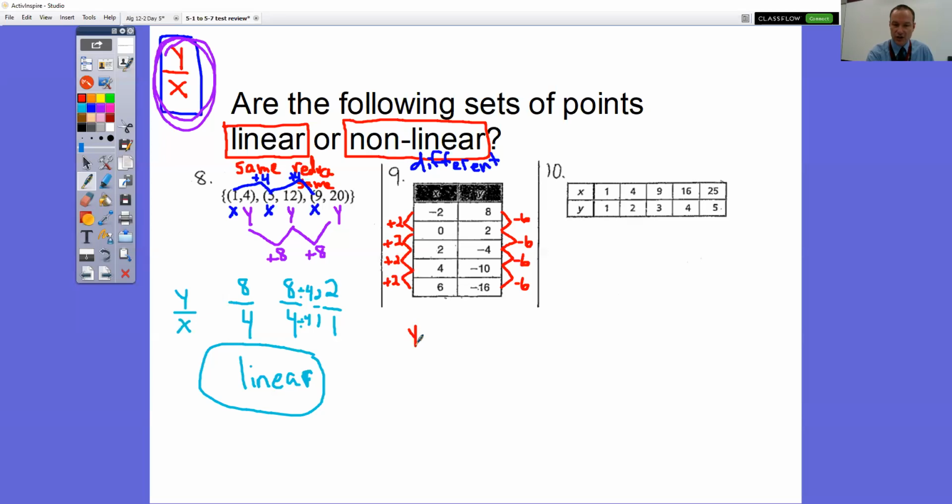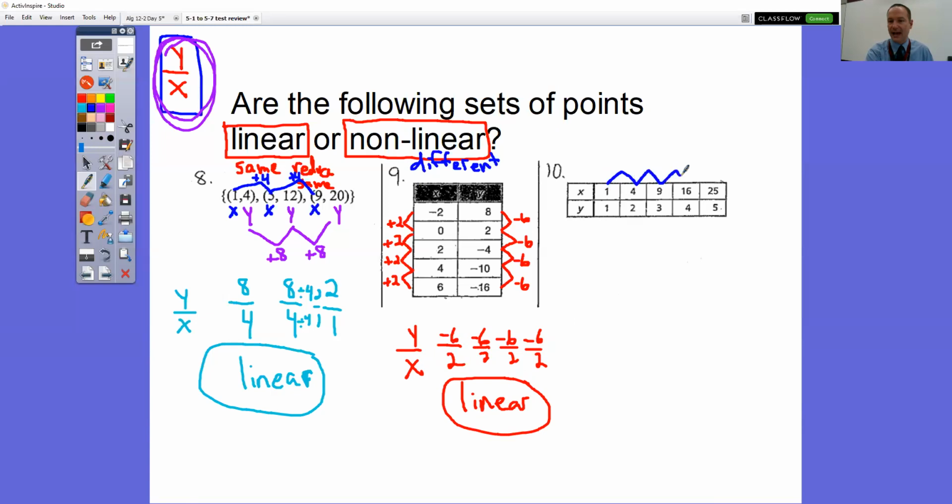You want to do your change in y over your change in x. So we have -6 over 2, -6 over 2, -6 over 2, -6 over 2. All of those are the same. Since they are all the same, this would be linear. Go ahead and try number 10, please. Again, in number 10, you want to go from x to x to x to x. So this time we're going across, and y to y to y to y, so we're going across.